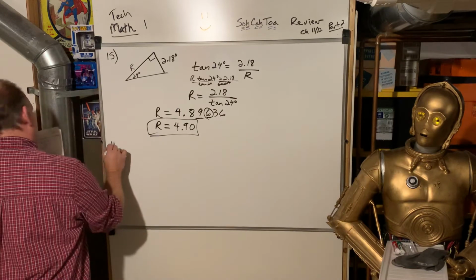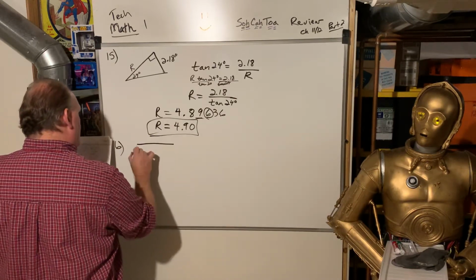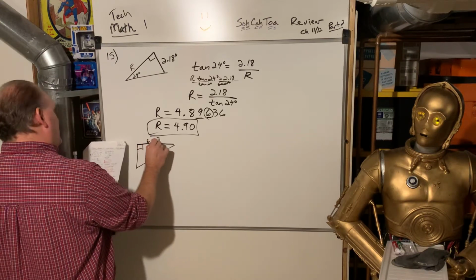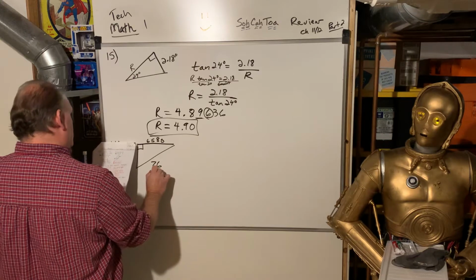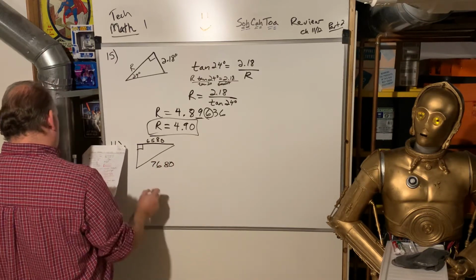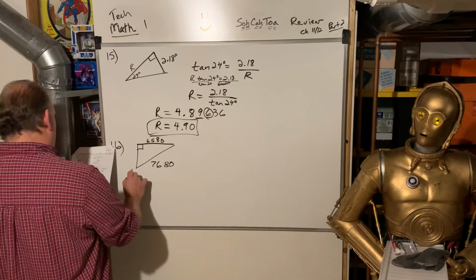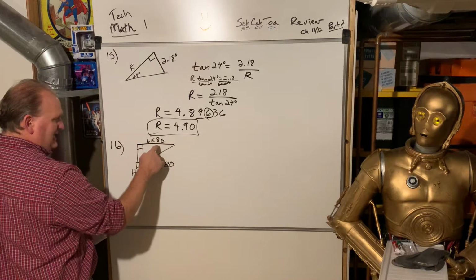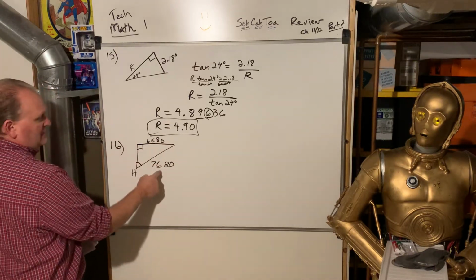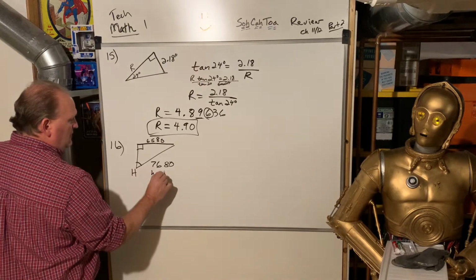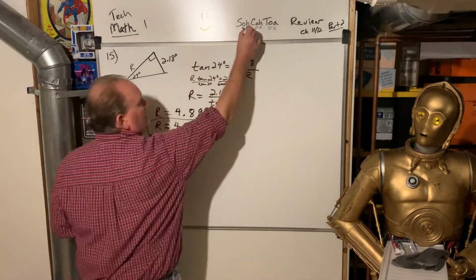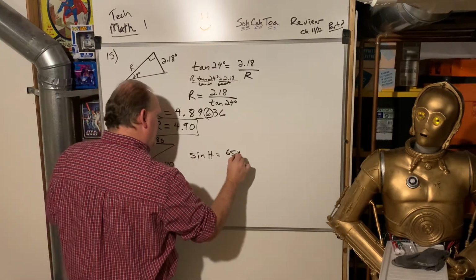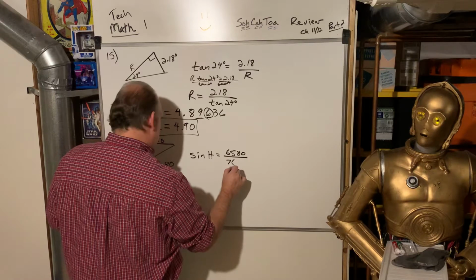Okay, 16. We've got another 90-degree triangle. And this is 6580, and this is 7680, and this is H, and they want me to find the angle H, find angle H. And so we have opposite and hypotenuse. Hypotenuse is always the side opposite the 90. And so opposite and hypotenuse is sine. So the sine of h is equal to 6580 over 7680.